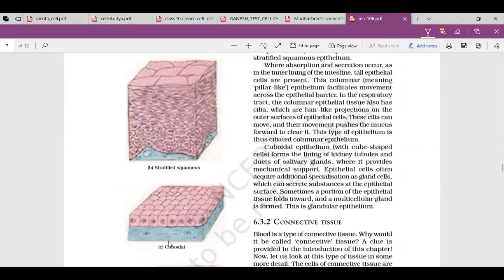Now this is cuboidal. You can see the difference between this and this. What difference do you see here and here? Cuboidal cells are like boxes. The basement membrane is present, and after that, where the previous cells were irregular in shape, here the shape is cube-like. The cubes are present over it, therefore these are called cuboidal.